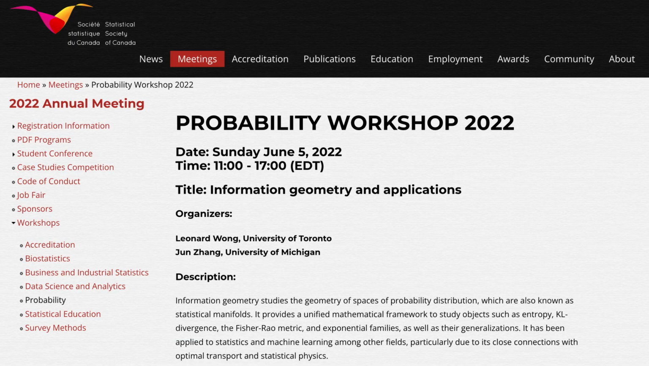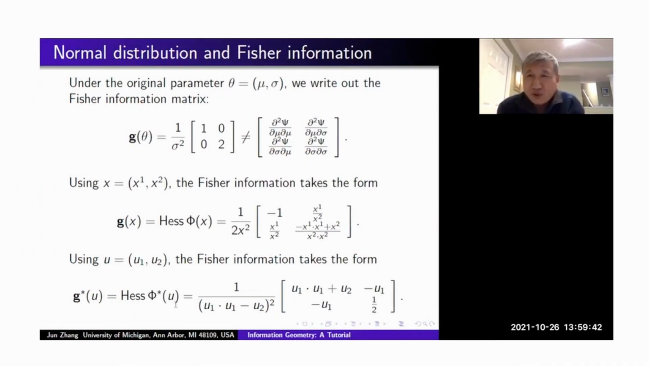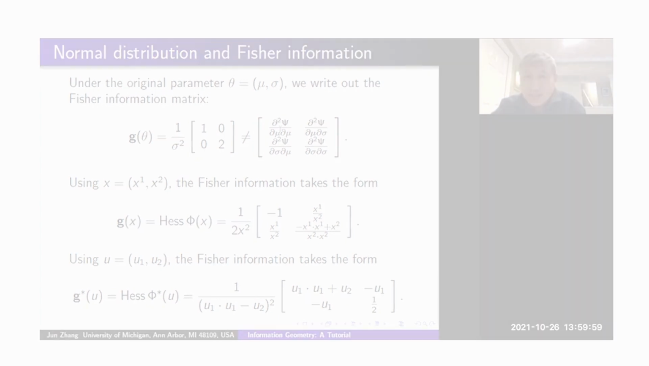This is based off a talk I gave for a probability workshop at the 2022 annual meeting of the Statistical Society of Canada. Since the first talk in the session was an introduction to information geometry, I assumed that the audience was familiar with the basics of the topic, as well as being statisticians. For more background, I'll put some links in the description which cover some fundamentals of information geometry.